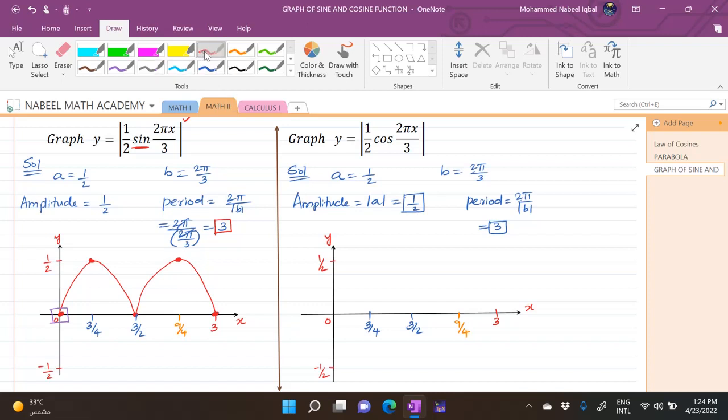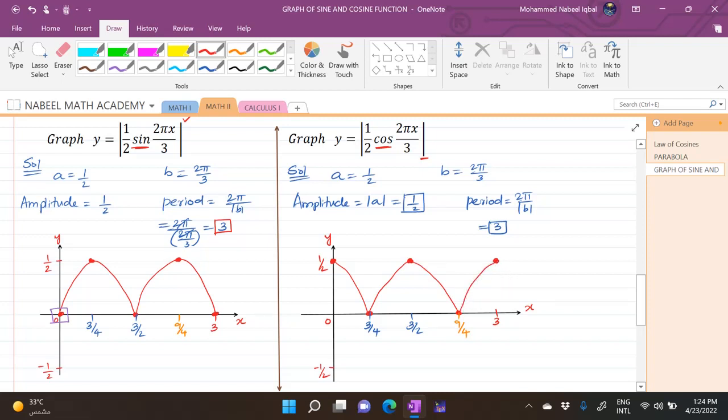Now the only difference is what? The starting point. Since it is a cosine function, it starts with the amplitude. Is it positive plus half or minus half? Since it is positive, I start with the positive plus half. Then it goes to 0. If it were without absolute, it goes down. But due to this absolute, all the curves will be up. So again it will be half, again 0, again it will be this one. So the graph starts with the amplitude and all the curves will be up due to the absolute.